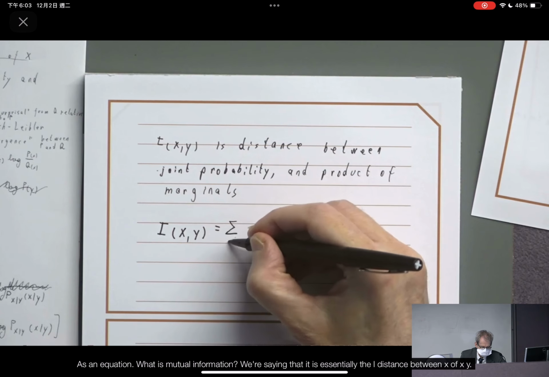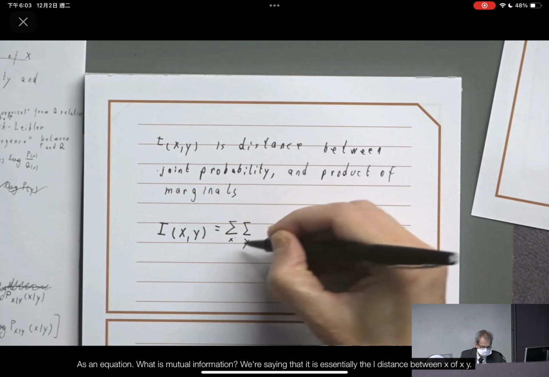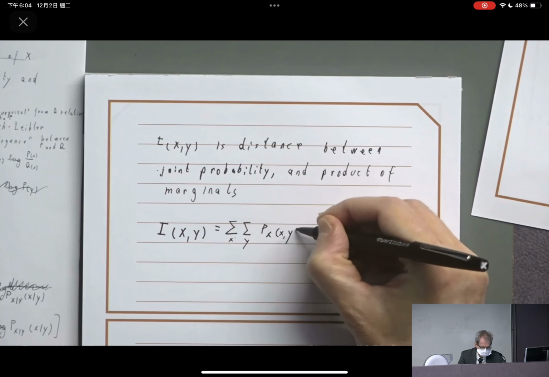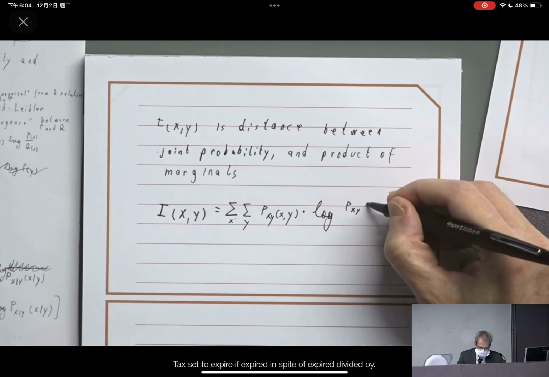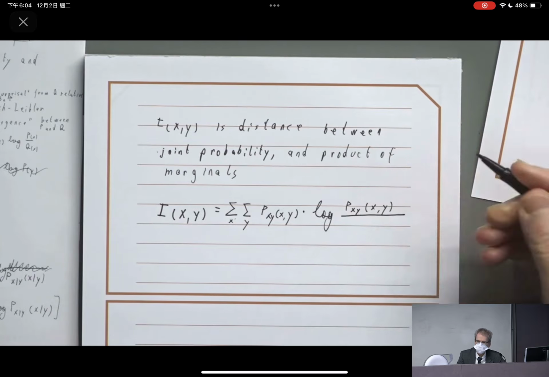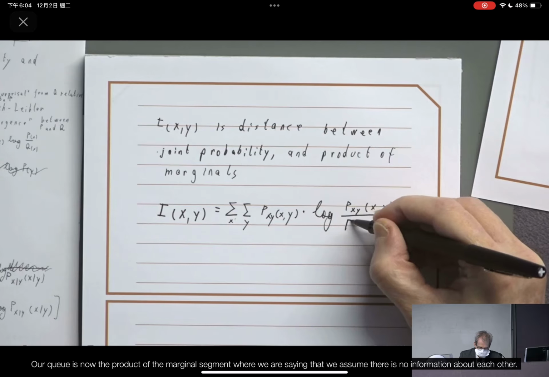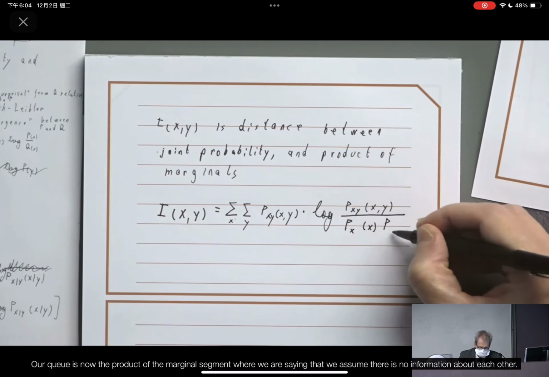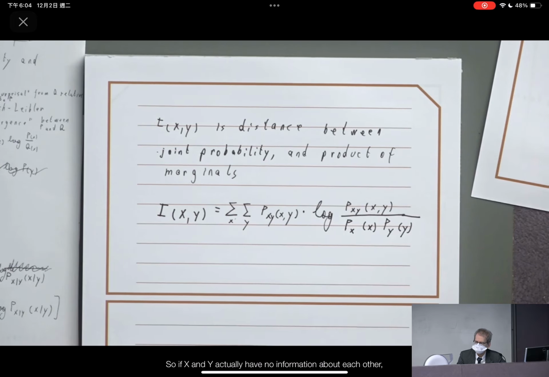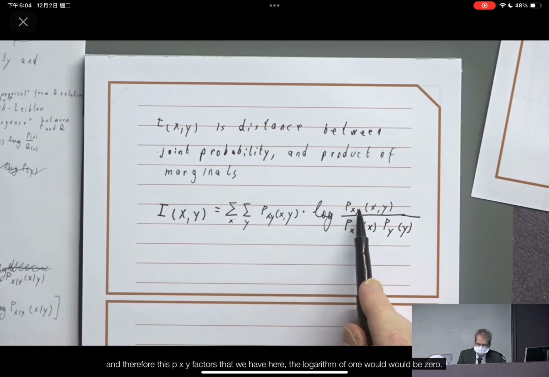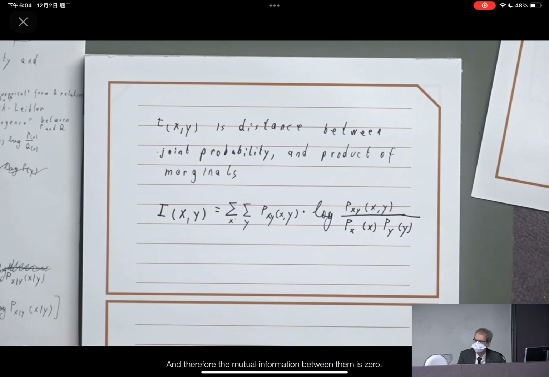So when we write this down now as an equation of what is mutual information, we're saying that it is essentially the KL distance between Pxy of xy, divided by our Q, which is now the product of the marginals, where we assume there is no information about each other. So if x and y actually have no information about each other, and therefore this Pxy factors, then we have here the logarithm of 1, which would be 0, and therefore the mutual information between them is 0.